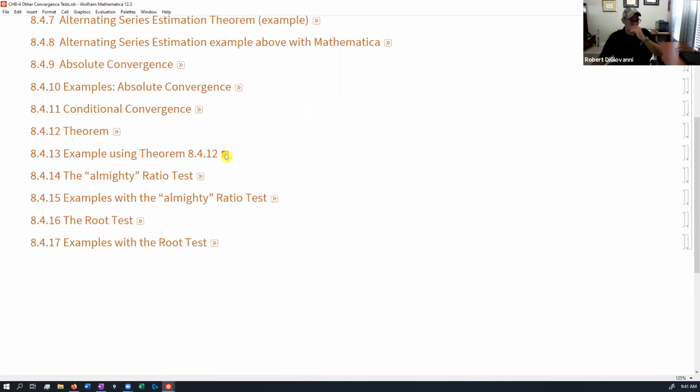The almighty ratio test. All right. The book doesn't call it almighty. I call it almighty. This is the one. This is the big daddy right here. This is the test we are going to pretty much use the rest of the way.